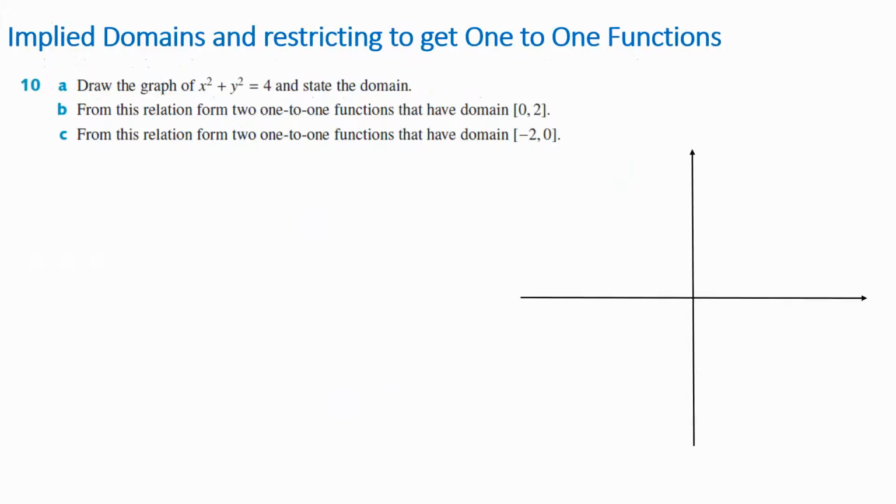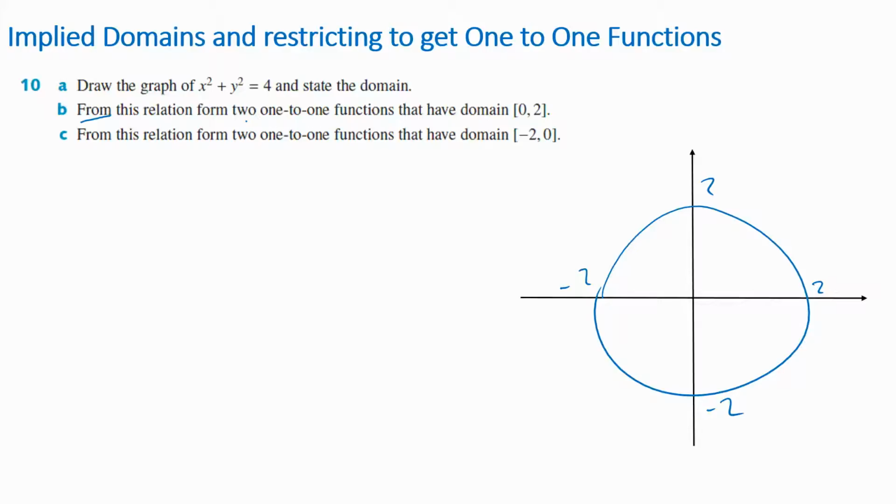Now, the implied domain, this is nice to introduce for your next year's work, and this is what you're going to have to use for inverse functions. Okay? What the question is asking you to do is to sketch x squared plus y squared equals 4. This is a circle of radius 2, so I'm just going to quickly draw it. 2, negative 2, 2, negative 2. Yeah? So from this relation, which is a many-to-many, it's a relation.